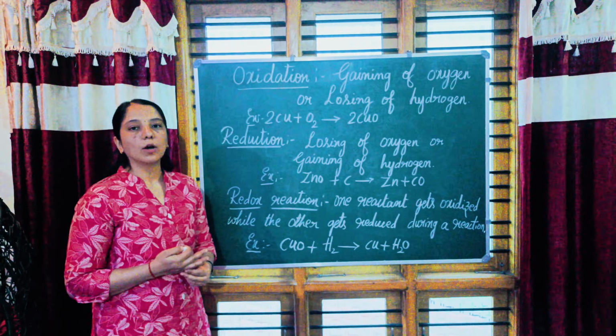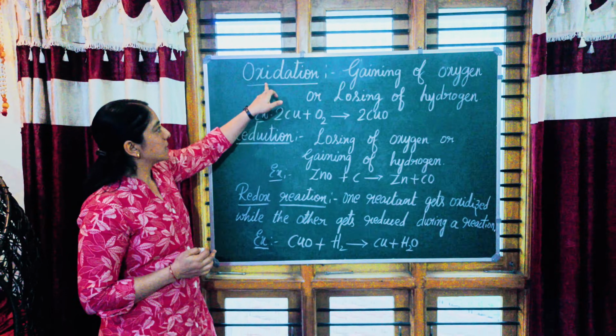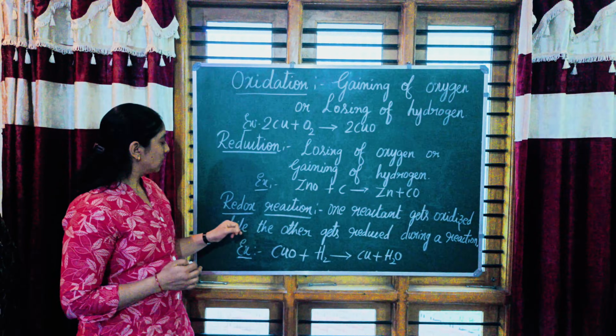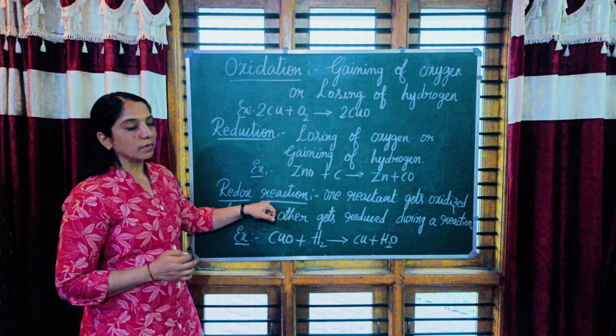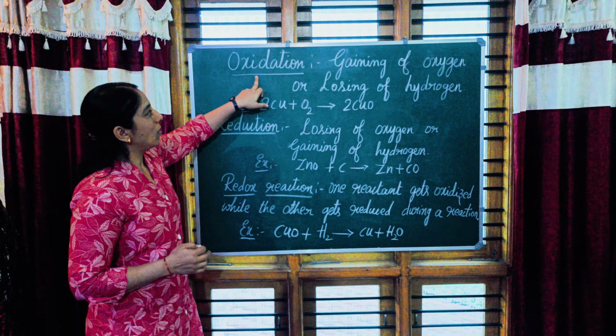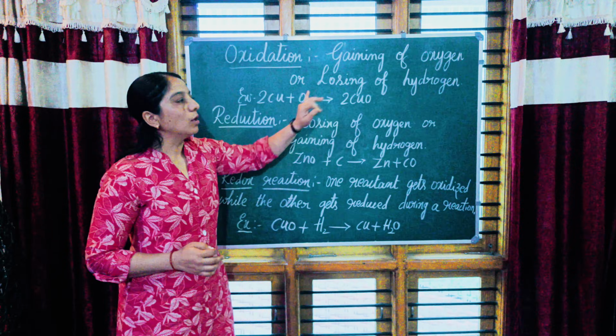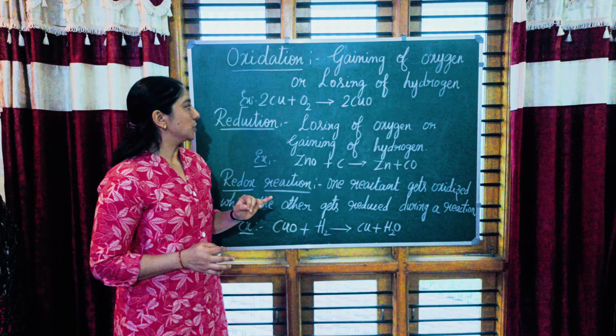Another important topic of chemical reactions and equations: oxidation, reduction and redox reactions. First, oxidation. Oxidation means gaining of oxygen or losing of hydrogen.